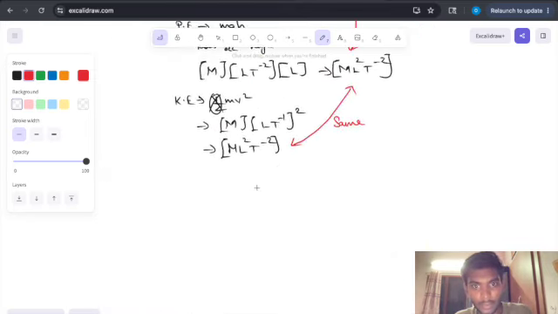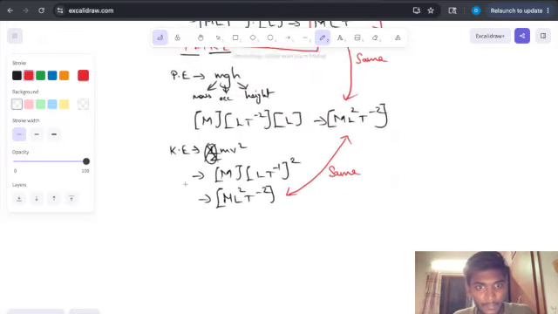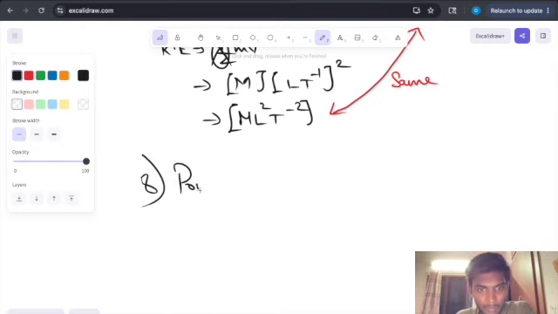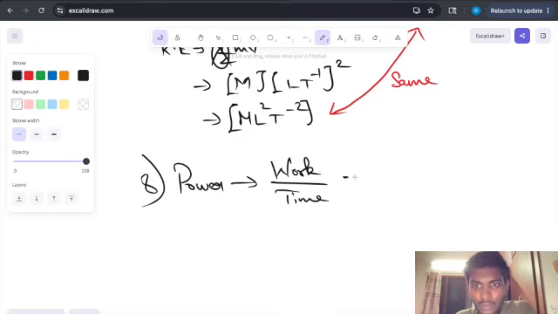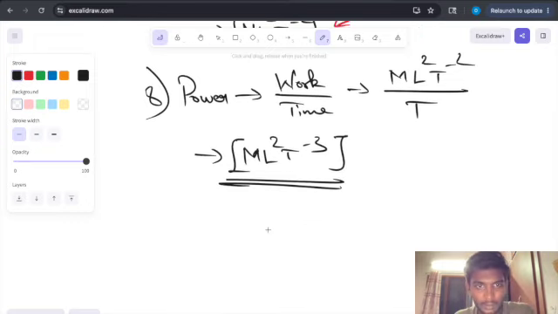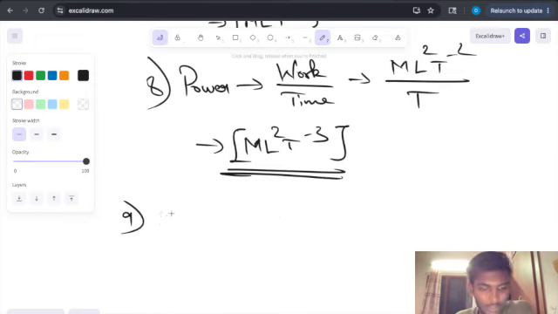I hope you understood this concept. Next, we look at power. Power is work done by time. I know work is ML square T to the power of minus 2. I know time, which is T. So from this I get power's dimension to be ML square T to the power of minus 3. So this is power. Then we can move on to pressure.